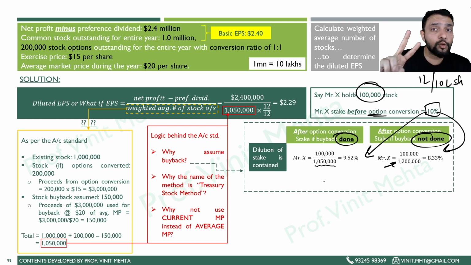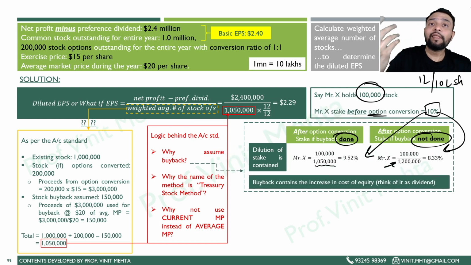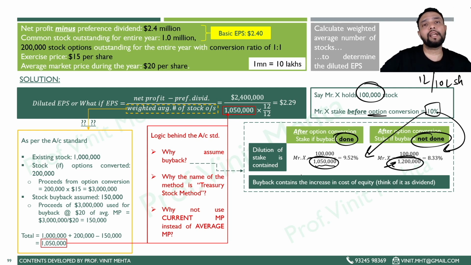Another reason why they do the buyback is that the cost of equity increases, but even that is contained. Think about it as dividend. If you know cost of equity as a concept, wonderful, but think of it as dividend. Instead of giving dividend to 12 lakh shareholders, give dividend to 10,50,000 shareholders. Here's the reason why they actually buy back. So the accounting standard also makes this assumption. The accounting standard is not making a hypothetical assumption. It is very close to the market practice. Always find that answer, but first, ask the question.